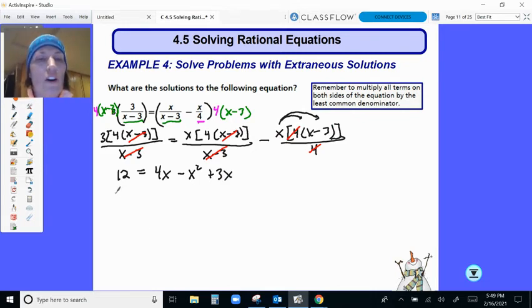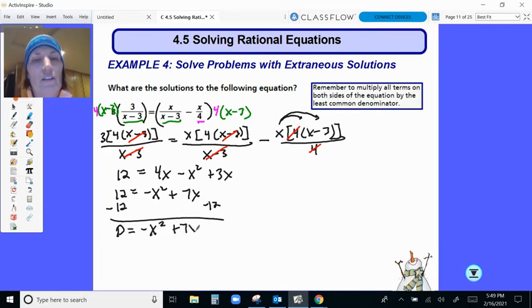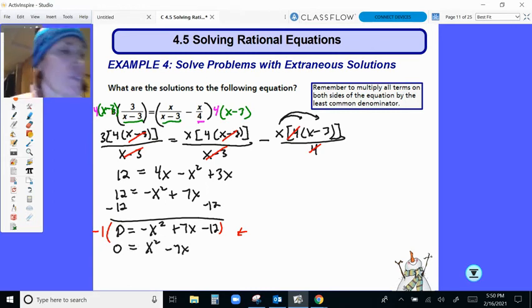So we're going to go ahead and 12 equals, we'll have a negative x squared and then plus a 7x here. Subtract 12 from both sides. 0 equals a negative x squared plus 7x minus 12. Now remember, I can't factor these when I have a negative x squared. So I'm going to multiply everything by negative 1 to make sure I have a positive x squared. So 0 equals positive x squared minus 7x, and then plus 12. Okay, and this will factor too.